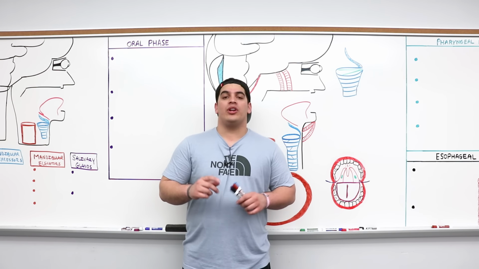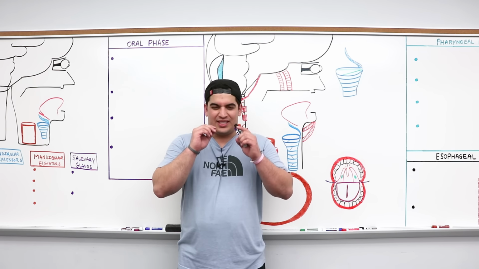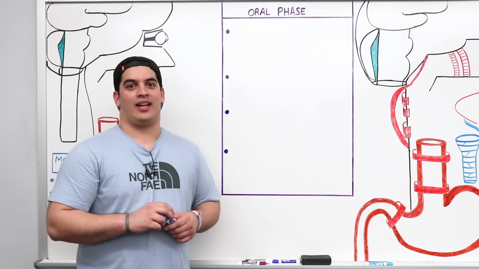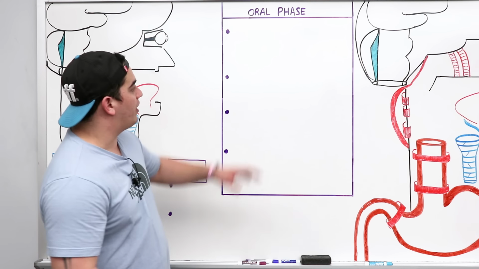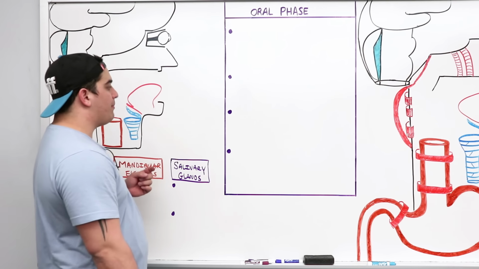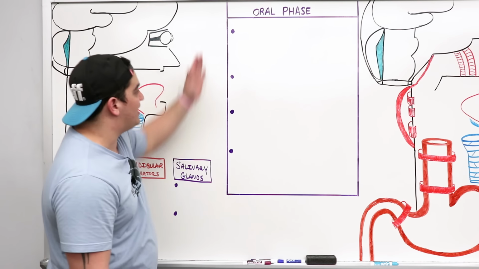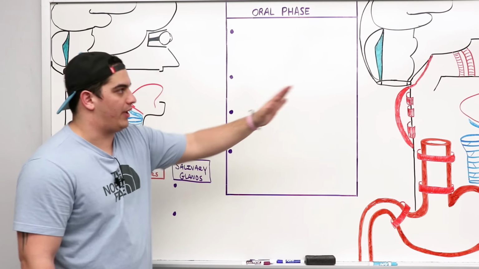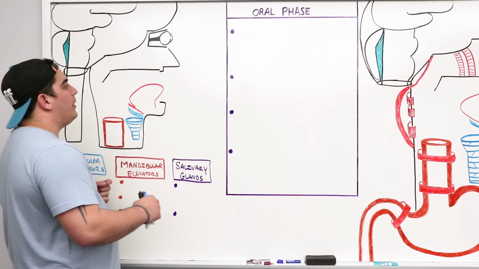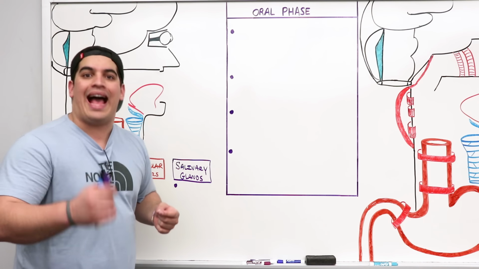All right, so now what we're going to do is talk about specifically the 3 phases of deglutition. So let's go ahead and get started. The first phase that we're going to focus on is the oral phase. So here's one thing I want us to understand. It's not just important to note the physiology of these entire pathways, the oral, pharyngeal, and esophageal phase. It's important to have a little bit of understanding of your anatomy.